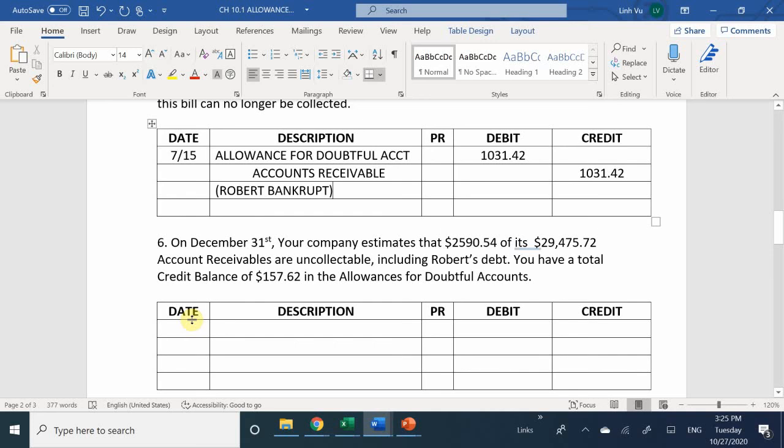In this case, the $157.62 does in fact include Robert's debt, which was a debit balance, but we were dealing with multiple people. So how are you going to journalize this? This sounds like it's at the end of the year, so now I will be able to use the bad debt expense, because we're making an adjustment now.